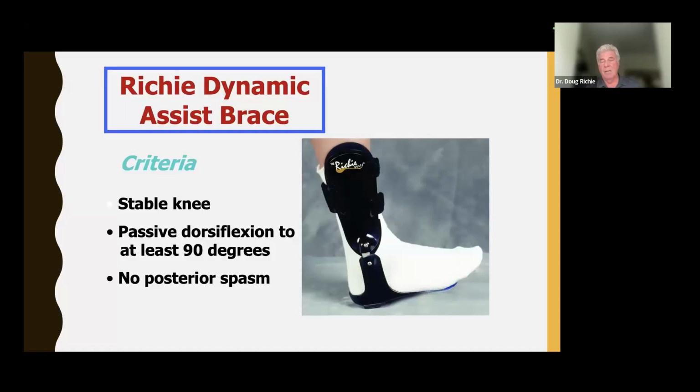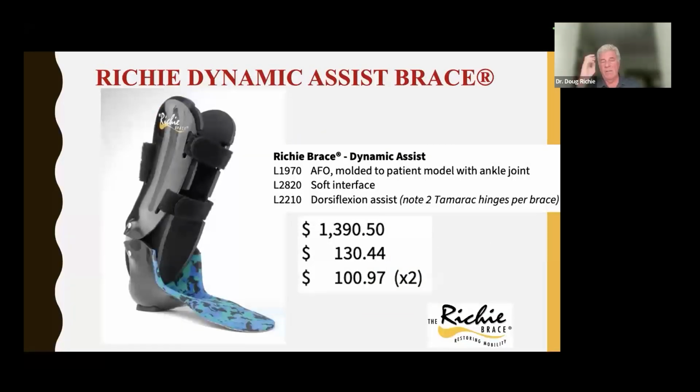Now, happily, this brace can work on a lot of patients, such as stroke patients, patients with common peroneal nerve entrapment, and as I showed you, some patients with Charcot-Marie-Tooth. This brace is reimbursed nicely by Medicare because you can bill not only for the brace, but you can bill for the Tamarack hinges that are applied both medially and laterally. The total reimbursement on this brace is well over $1,200.